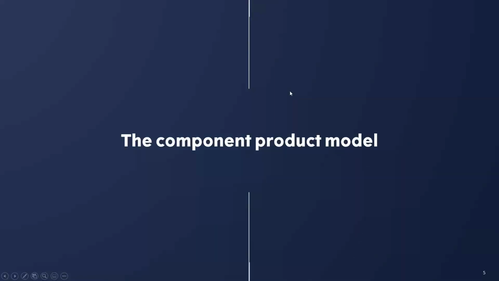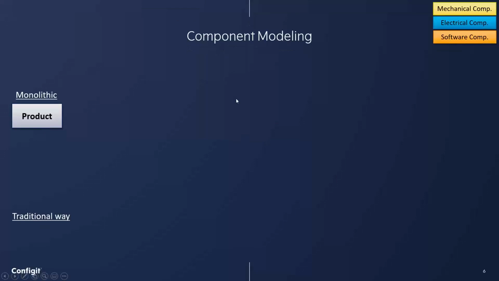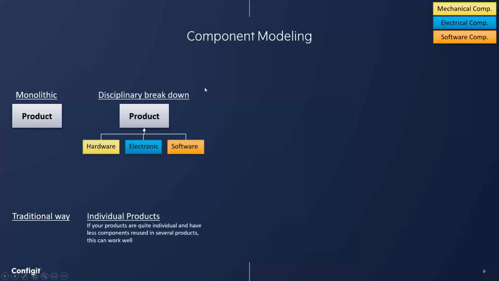So going forward, we will look at component product modeling. There are different approaches, of course, for how you can cut your monolithic product into sub-products. You could do it as a kind of disciplinary breakdown, where each area, hardware, electronics, software, gets its own sub-product where they maintain their own relations and rules.